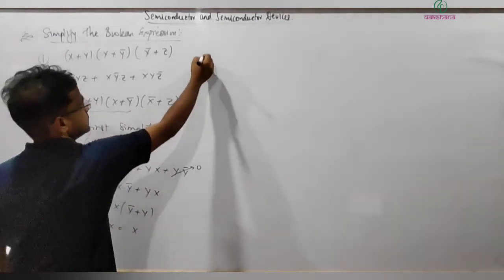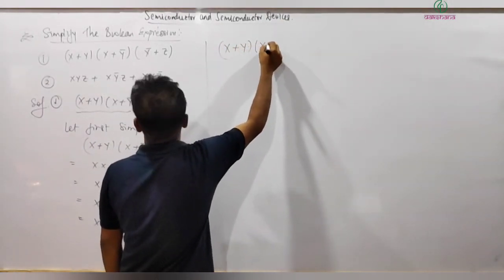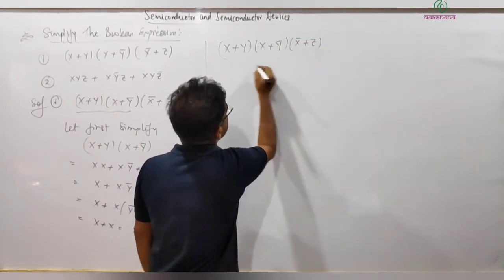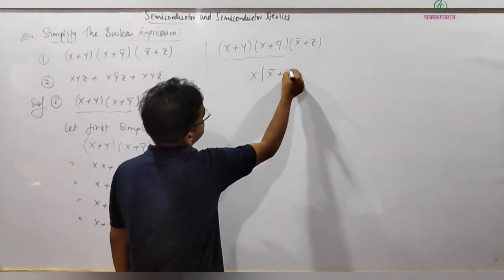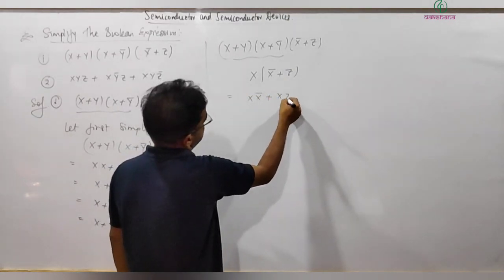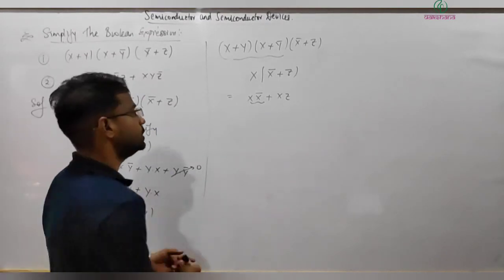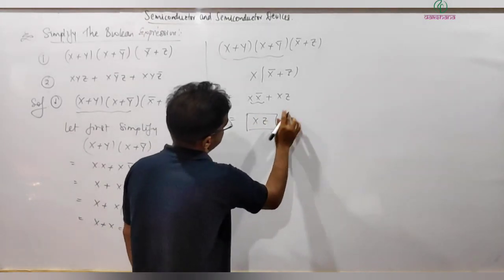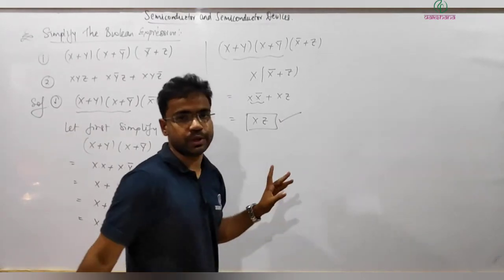Now multiplying by the remaining part, the next step is (x plus y)(x plus y naught)(x naught plus z). So this is equivalent to x, and this is x naught plus z. Then multiplying further gives x x naught plus xz, and what is this? x dot x naught, or x and x naught, is equal to 0. So we finally get xz. So this is our expression. This Boolean expression is simply equivalent to this one.